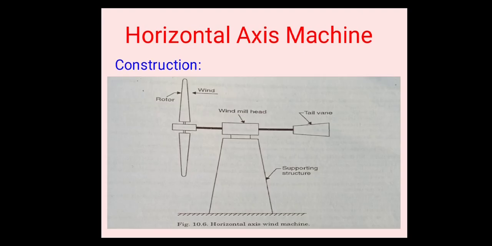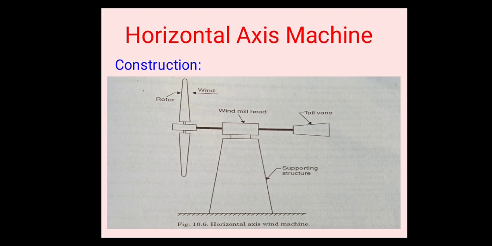First, we start the discussion of horizontal axis machine. The below figure indicates the structure of horizontal axis machine. The parts and components are already explained in the part 1 video lecture. This is the most common wind turbine design. In horizontal axis machine, its blades rotate on an axis parallel to the ground. Also, the axis of blade rotation is parallel to the wind flow.